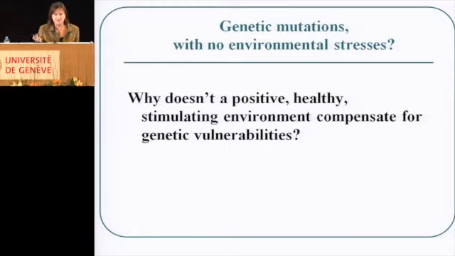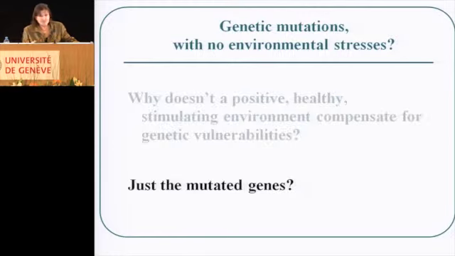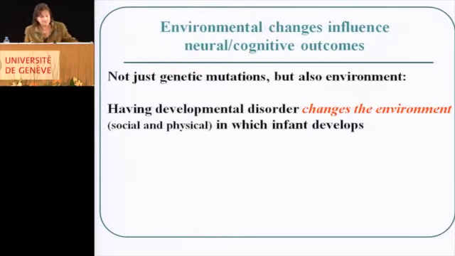who volunteer to come into the lab, they are heavily stimulated by their parents, they have a lot of food, they're not growing up in poverty, etc. Of course, we have some like that, but most of them have really no environmental stresses. Is it just the mutated genes that explain why they are developing atypically? And what we've found is that it's not just the genetic mutations, but also the environment.